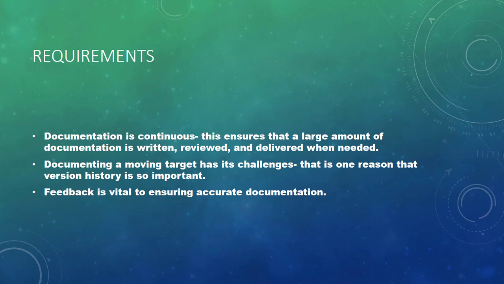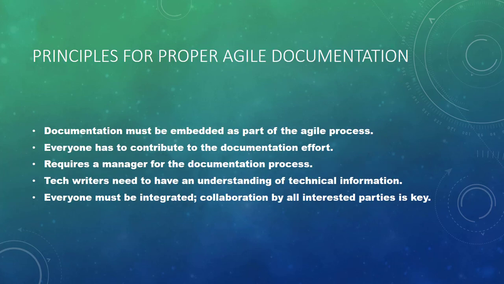Some requirements for Agile documentation. The documentation is continuous, ensures that a large amount of documentation is written, reviewed, and delivered when needed. So documentation is always on the go. It's a moving target, so it has its challenges. And that's one reason that version history or revision history is so very important, because you need to look back and see where you have come from to kind of give you an idea about where you are going. Feedback is vital, and feedback from many different parties is vital to ensure that your documentation is accurate.